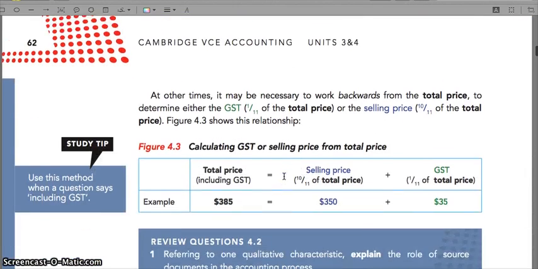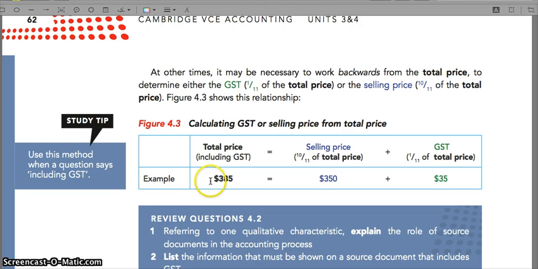If you've been given the total price, for example, a source document or a transaction that says $385 including GST, the easiest way to do that is you just divide the price by 11. So it might be necessary to work backwards from the total price. Either the GST, which is 1/11th of the total price, or the selling price can be determined in this way as well.